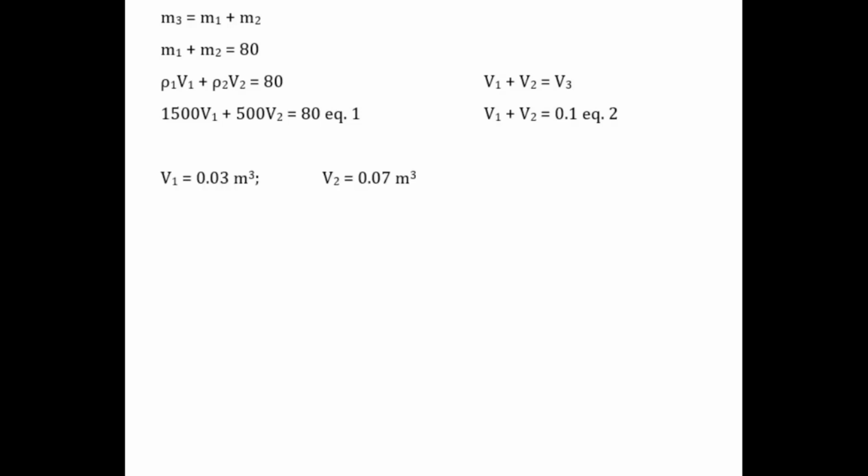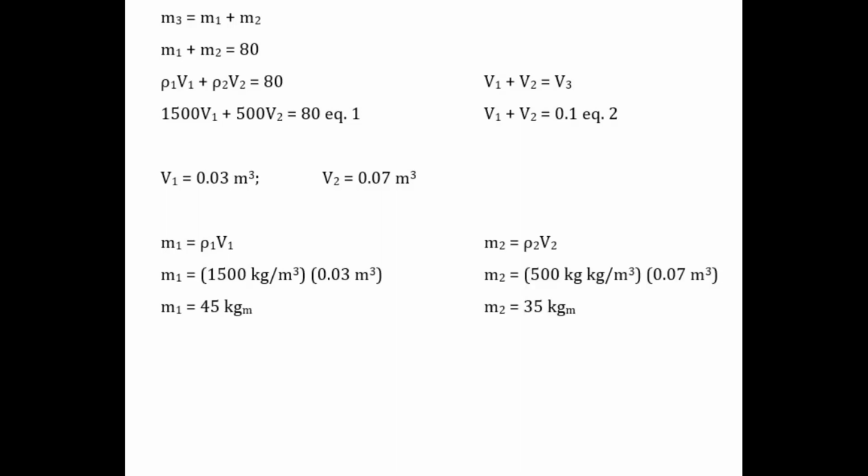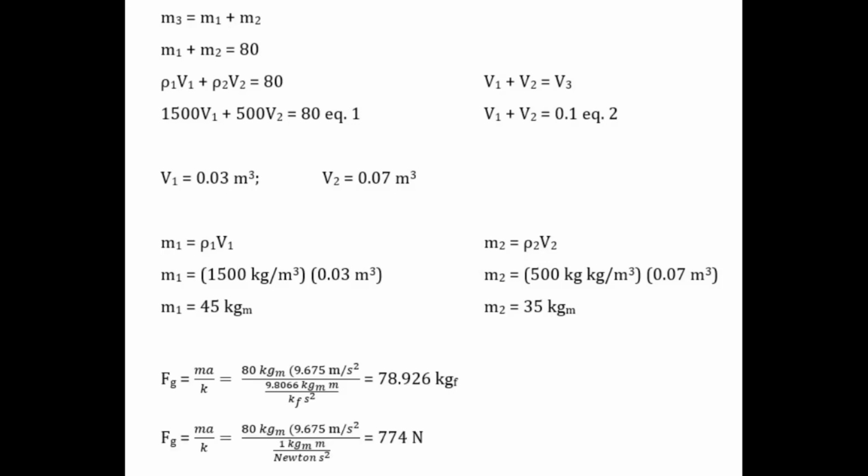Using equation 1 and 2, we can solve volume 1 and 2, thus, volume 1 is equal to 0.03 meter cube, and volume 2 is equal to 0.07 meter cube. Using the formula, that mass is equal to the product of density and volume, we can solve mass 1 and 2. So mass 1 is equal to 45 kg and mass 2 of 35 kg. To solve force gravity, we will use this formula, substitute the value, so we have 78.926 kg force, or 774 Newton.